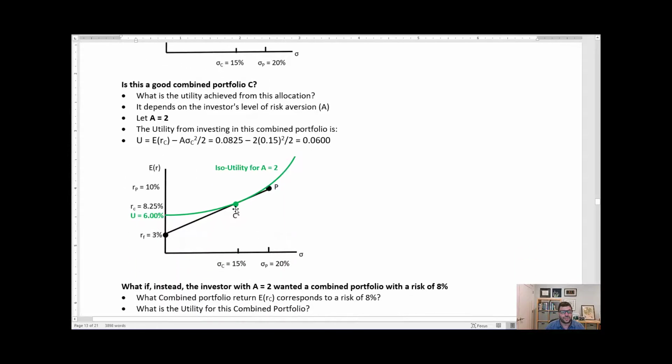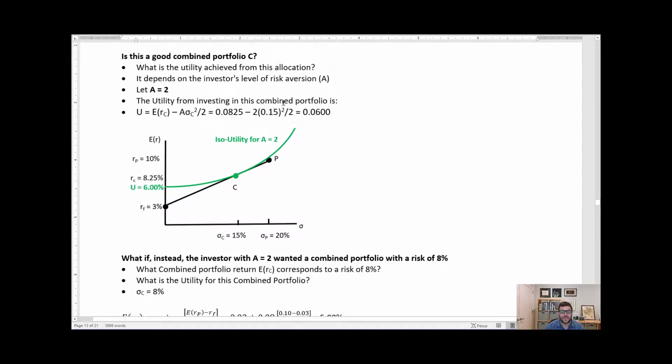I can see that the utility from investing in this combined portfolio is, using my utility function, the return minus the risk aversion times half the variance: 8.25%, minus 2 times 0.15 squared over 2. And this investor has a utility of 6%, or 0.06, which corresponds to a certainty equivalent rate of 6%.